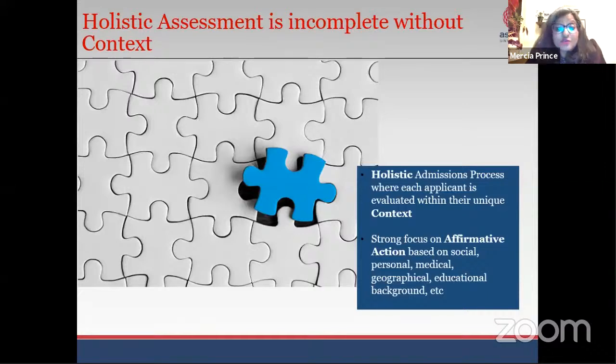We also have a strong focus on affirmative action. So your application form and the things that you put on it are assessed and evaluated. We do offer whatever support we can, whether it's social, personal, medical, geographical, educational, whatever your background may be, please do put that. We also have a disadvantage question on the application form, which you can fill in should you think that you need that.